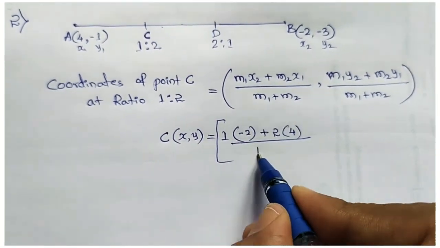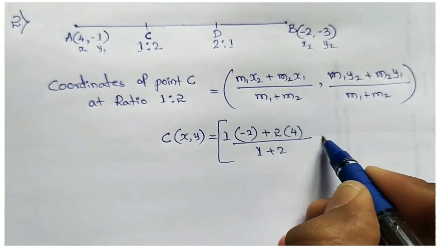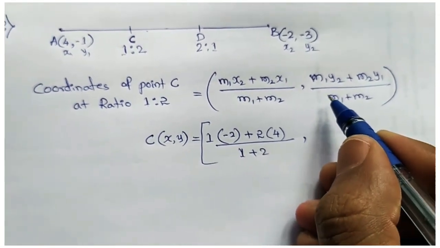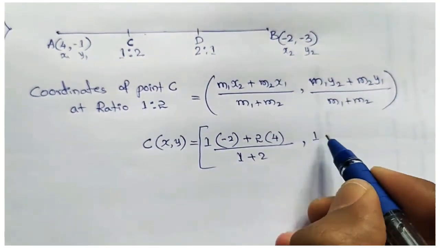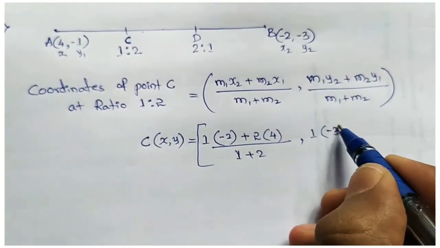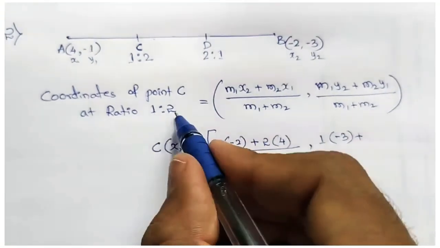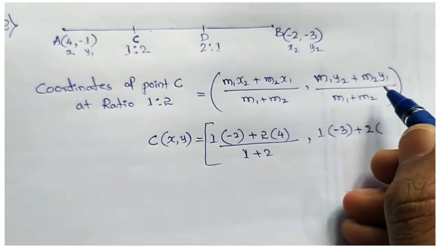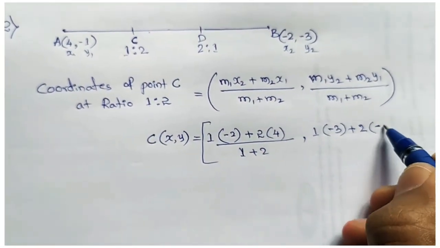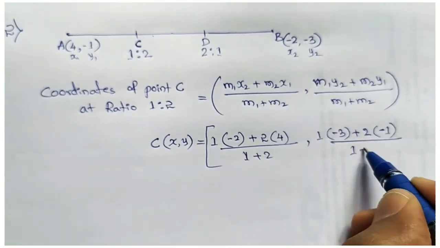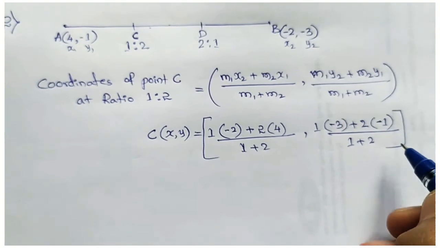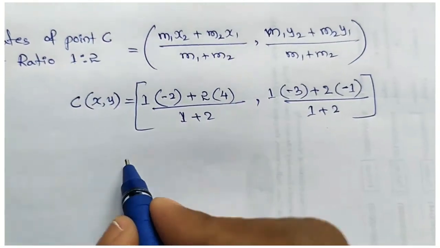What is m1 plus m2? 1 plus 2. Next, m1 into y2. m1 is 1, y2 is minus 3, plus m2 is 2, y1 is minus 1, whole divided by 1 plus 2. Okay, now solve this.